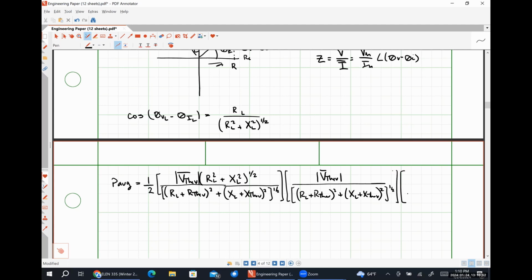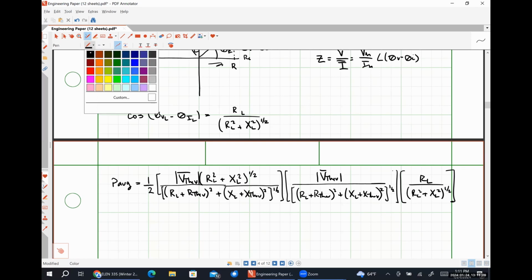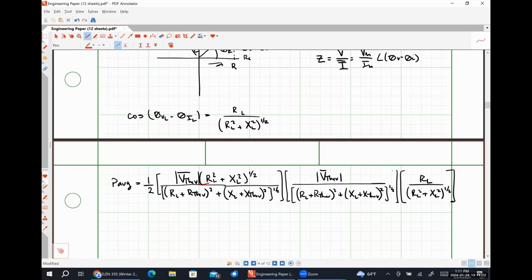And then lastly, we're going to have that cosine bit, which is just RL divided by RL squared plus XL squared to the 1/2 power. So hopefully we can all see that this guy right here cancels that guy there. And this big ugly denominator thing is the square root of something multiplied by the exact same thing. So we're going to get rid of that square root sign in the denominator.